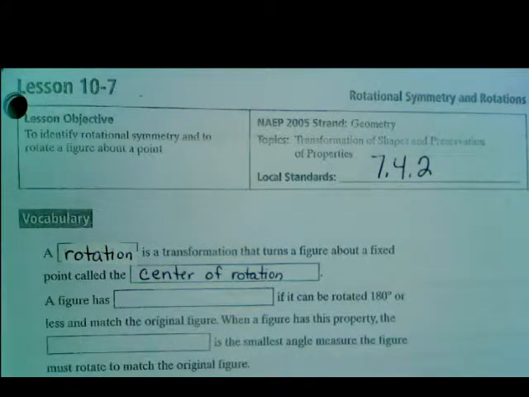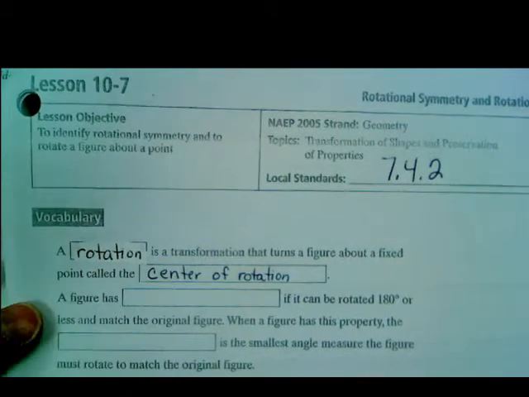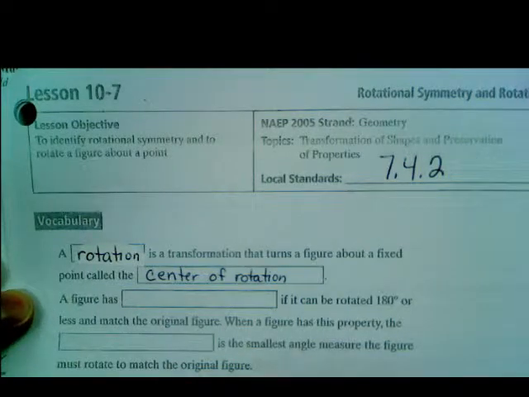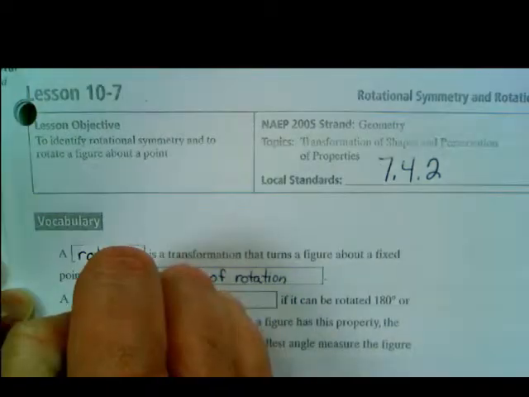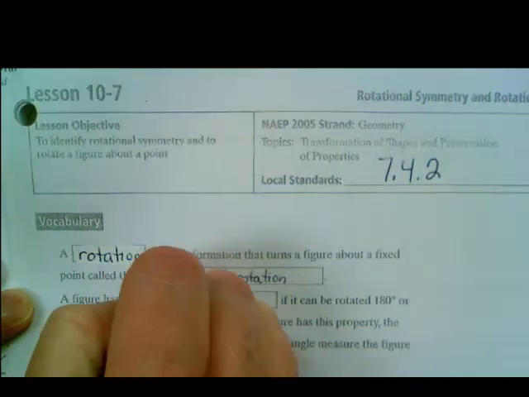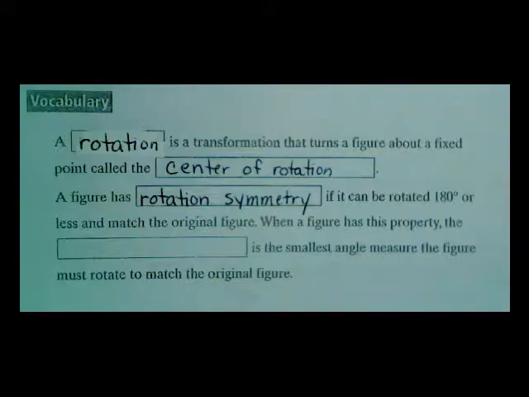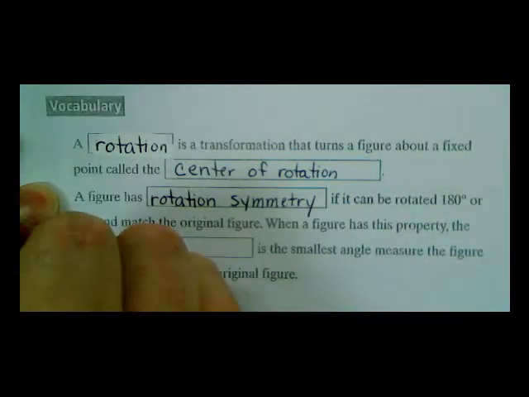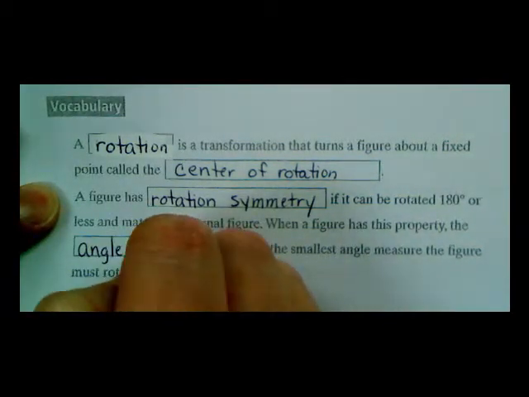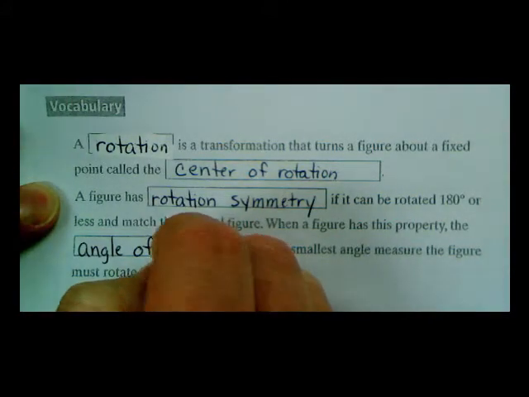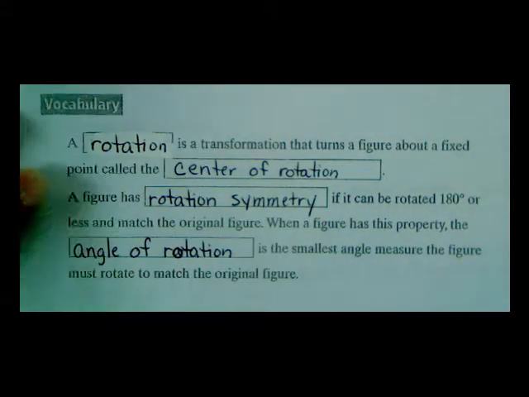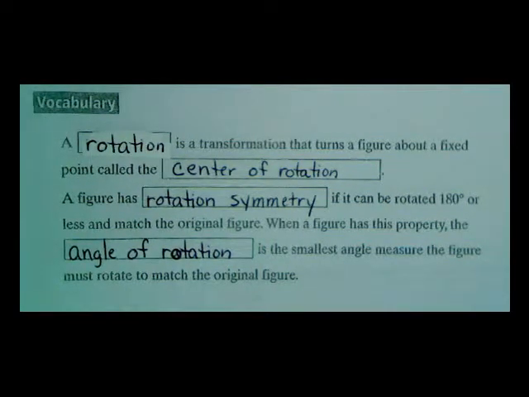A figure has rotational symmetry if it can be rotated 180 degrees or less and match the original figure. When a figure has this property, the angle of rotation is the smallest angle measure the figure must rotate to match the original figure.